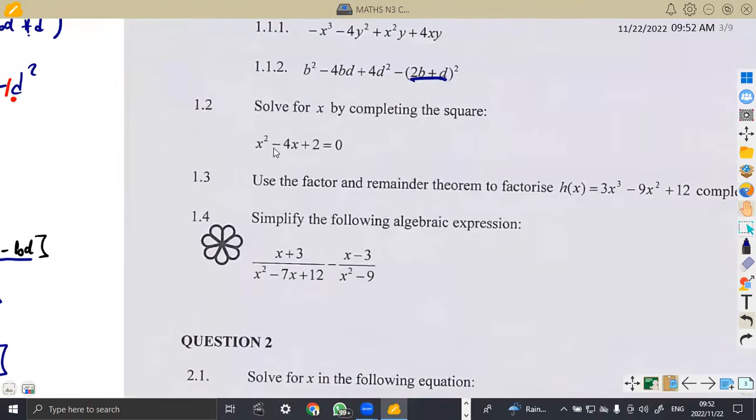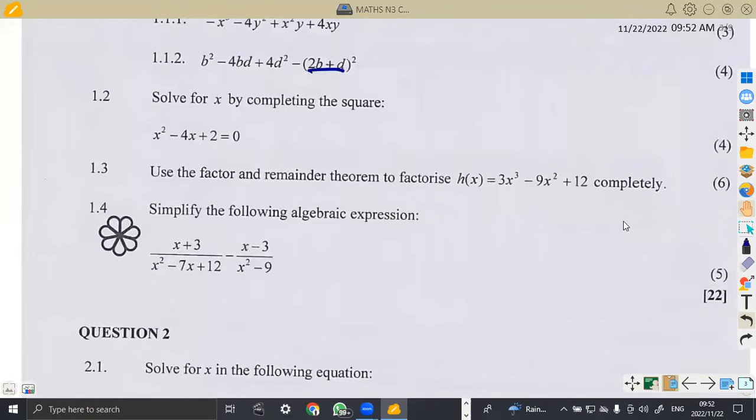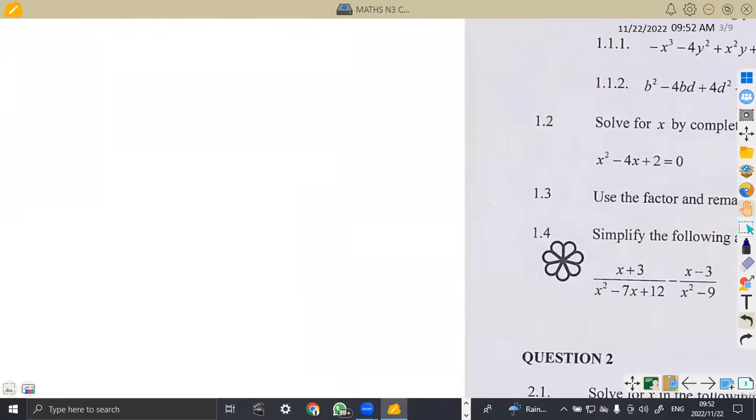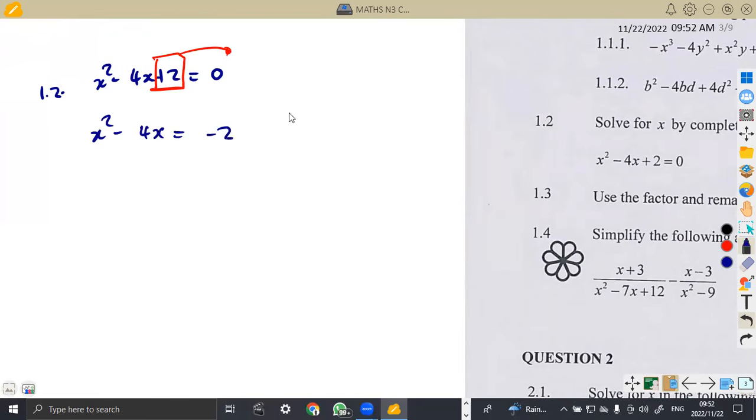1.2, we are now asked to solve the equation by completing the square. So remember the completing the square method. We're just going to apply that method to solve this equation. That's 1.2. So we were given the equation x squared minus 4x plus 2 is equal to 0. Remember, by the completing the square method, the first thing we can do is transpose the 2 to the other side of the equation so that we have x squared minus 4x is equal to -2.